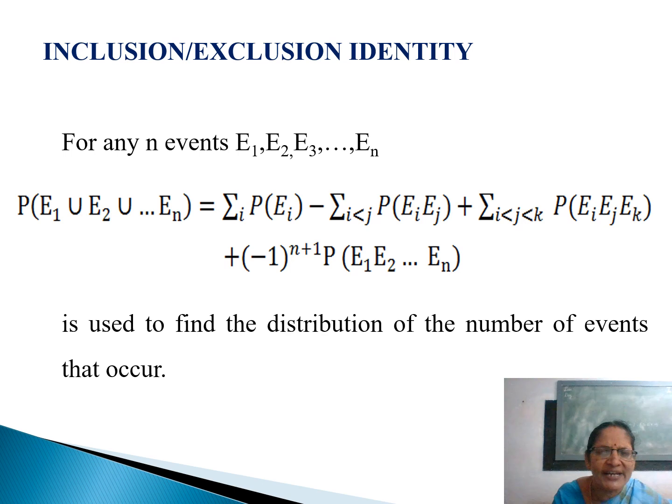Inclusion and exclusion identity. For any n events, E1, E2, E3, etc. up to En, probability of E1 union E2 etc. union En is summation over i of P of Ei minus summation of P of Ei intersection Ej plus summation of P of Ei intersection Ej intersection Ek plus etc. up to minus 1 the whole power n plus 1 P of E1 intersection E2 intersection etc. En. This identity is used to find the distribution of number of events that occur.